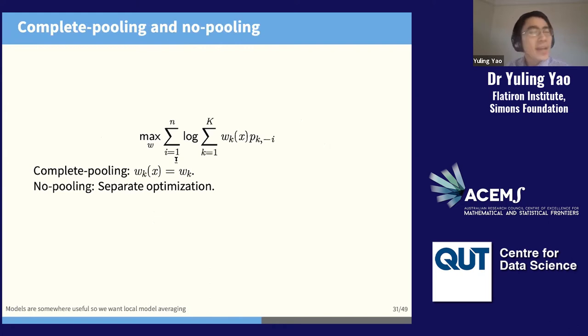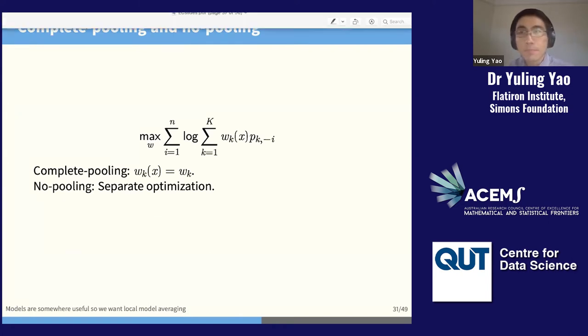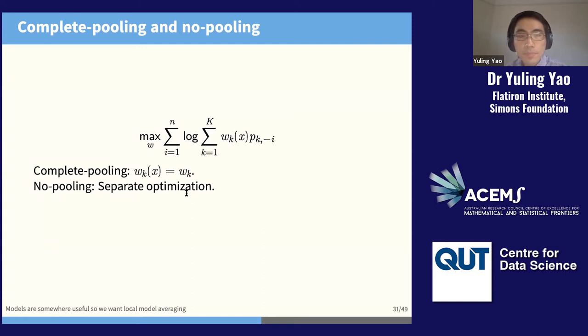Okay, so for this likelihood, if we don't do Bayesian inference, there are two ways we can make inference. One is complete pooling. That is the same as the classic idea of stacking, that wkx is the same as wk. So we call it complete pooling. Another extreme case is no pooling stacking. We make separate optimization of this objective function on each location of x, so that different x don't have to talk.